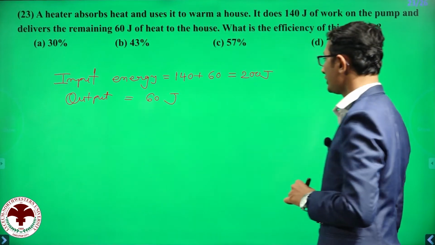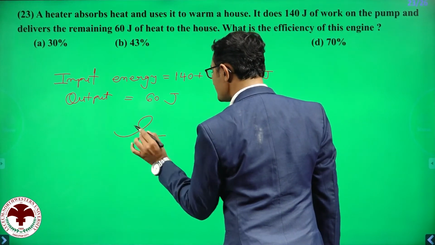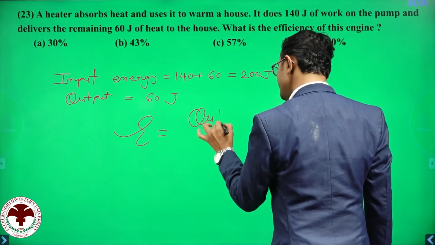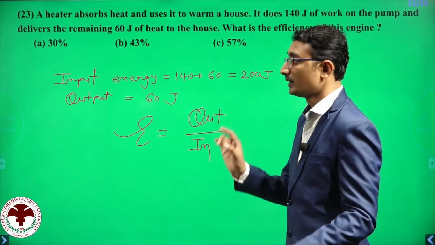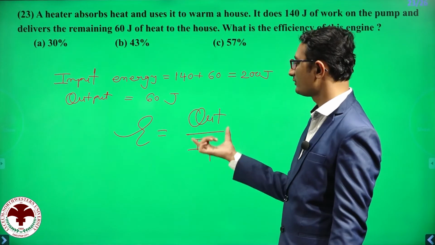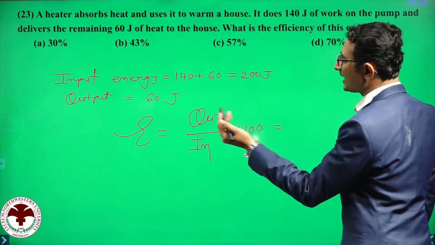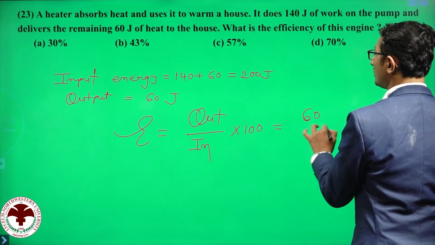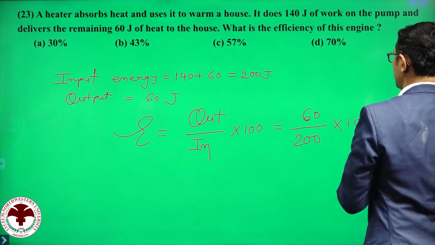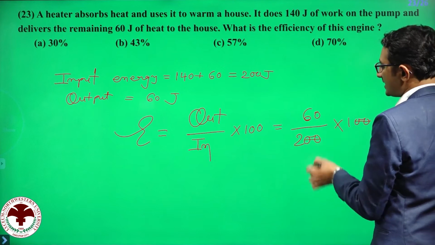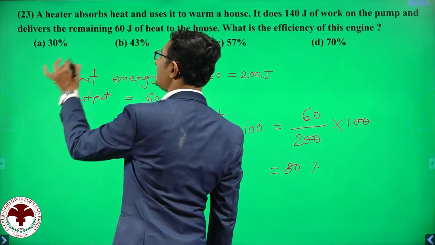Clear? What do you want to calculate? What is the efficiency of this engine? Remember that the formula of efficiency is always output upon input. It can be power, or energy, or whatever. But whenever you want to calculate the efficiency, remember output upon input multiplied by 100 if you want it in percentage. Output is 60. Input is 200, which we have calculated already, into 100. So 0 and 0 will be cancelled out. 60 divided by 2 is simply 30. So 30% is the efficiency of this heater, and the right answer is A.